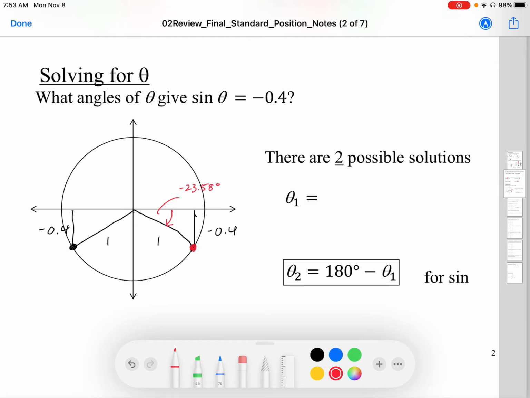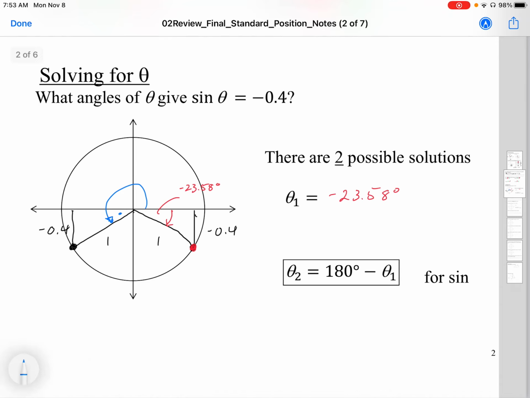Now there is another position that also gives us the same sine ratio, the same y coordinate. And we have to find that. And that's going to be this position over here. And so there's lots of ways to do it. Essentially, we can use the symmetry. We can see that that angle, the reference angle, is the same as the absolute value of that position angle of negative 23.58. So we could do that.